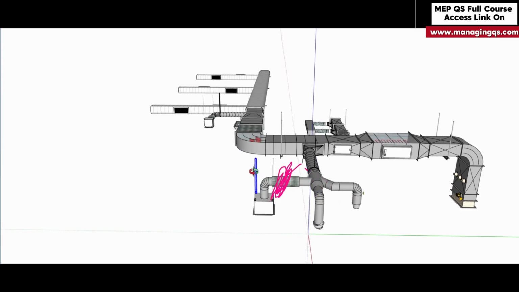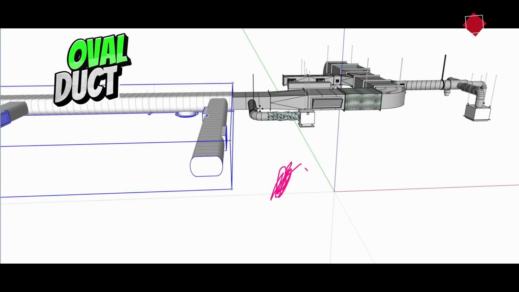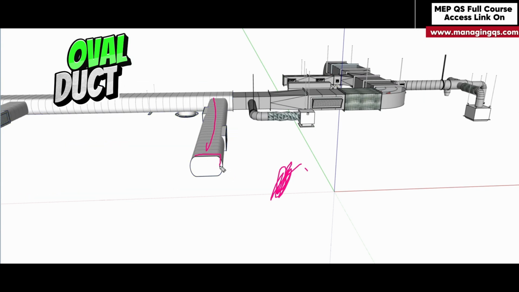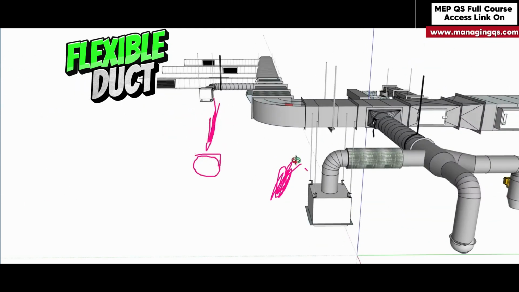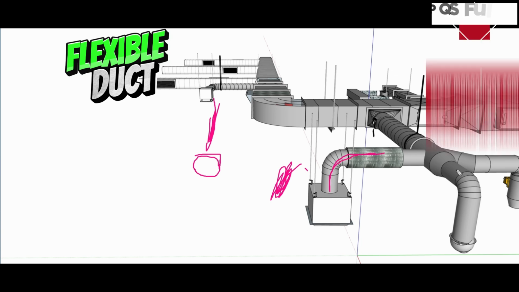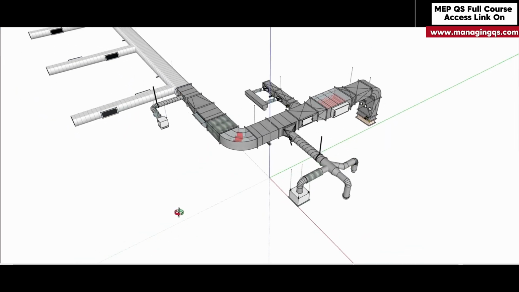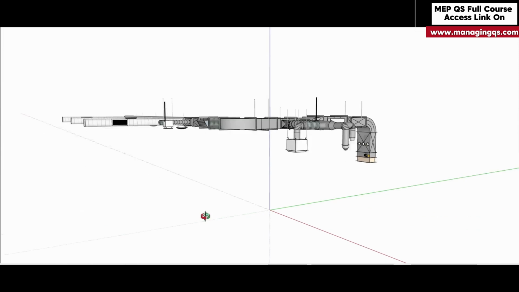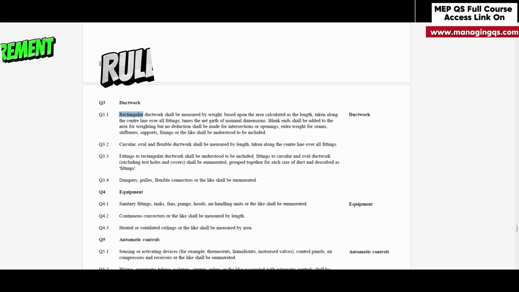The third one we discuss is the oval duct. Oval means, you can see here, the cross section. So these are the oval ducts. These cross sections look like an oval shape. That's why we call it an oval type of duct. The fourth one is the flexible duct. You can see here these ducts are called flexible. Flexible means we can adjust it based on our requirement. So these are the 4 main types of duct. As a MEP quantity surveyor, we should have a very clear idea and picture about these 4 types of duct.